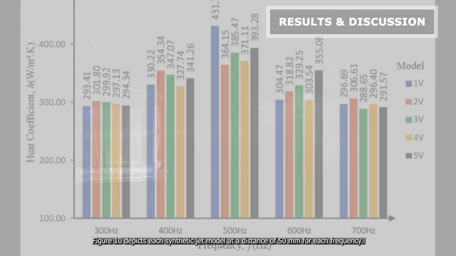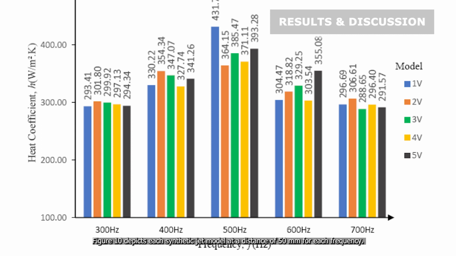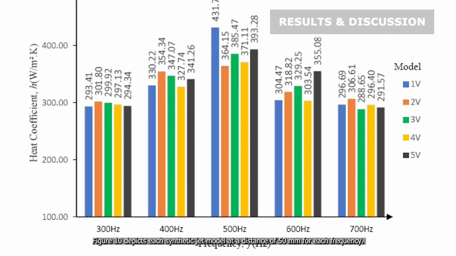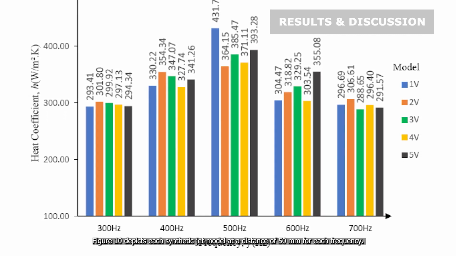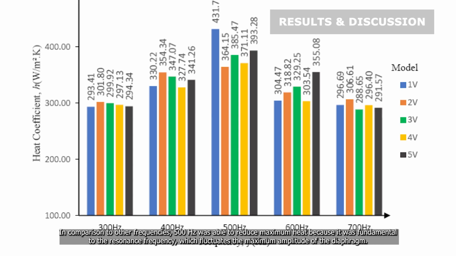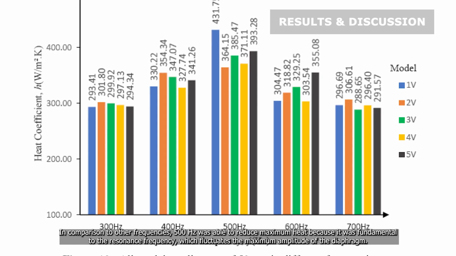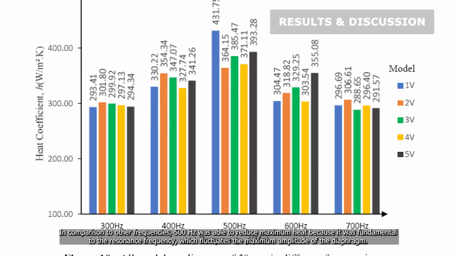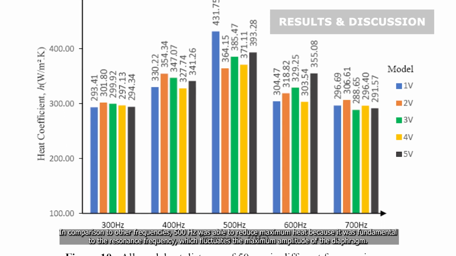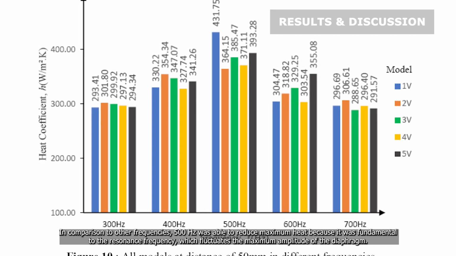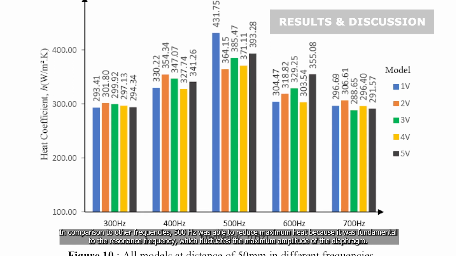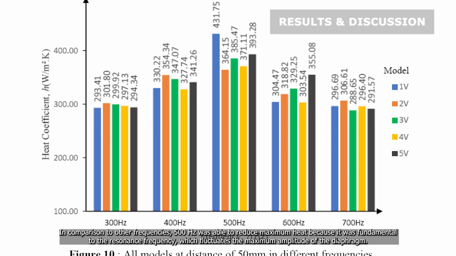Figure 10 shows each synthetic jet model at a distance of 50 mm for each frequency. In comparison to other frequencies, 500 Hz was able to reduce the temperature the most because it was fundamental to the resonance frequency, which produces the maximum amplitude of the diaphragm.